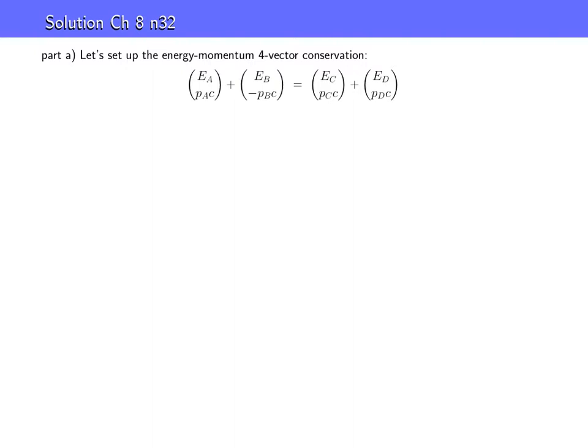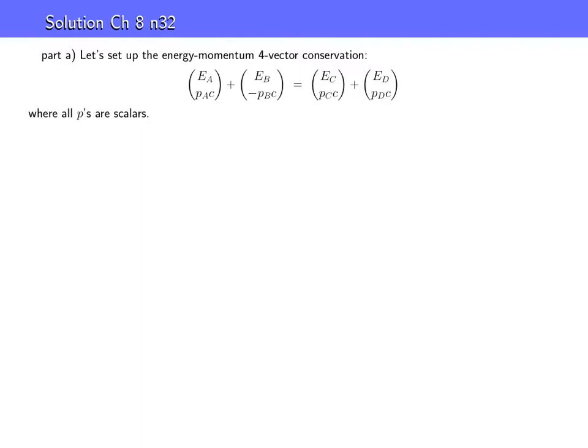Here I stuck in factors of c to make sure that this is an energy momentum four vector that has the same units. But of course, as we proceed, we'll go through and actually just write it in terms of the equations themselves. And in this expression here, the p's are scalars. By the statement of the question, PB, the momentum of the photon, is going to the left, which is negative. All other particles are going to the right, which are positive. So all the variables are positive now. Okay, so part A, that's just essentially what we did right there.